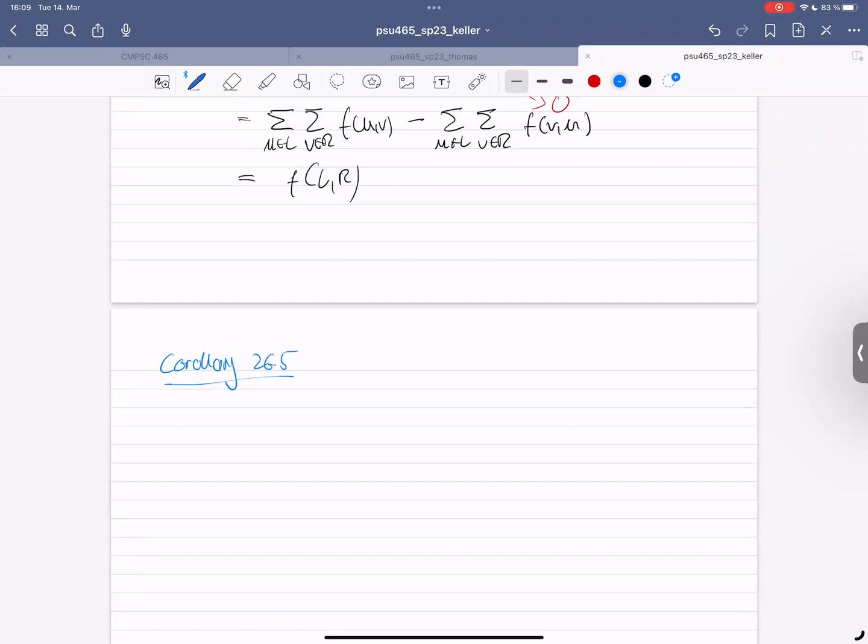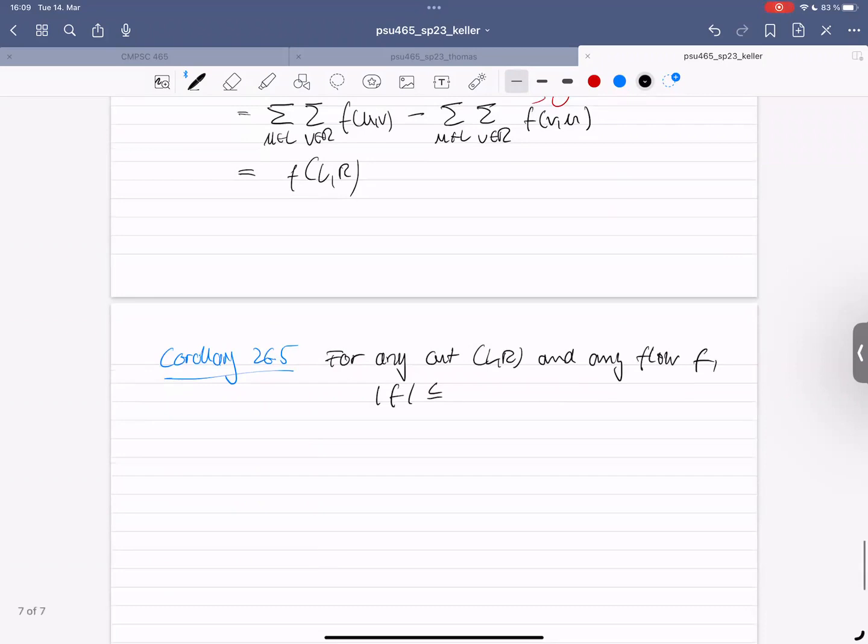which simply states that for any cut and any flow, the value of the flow is upper bounded by the capacity of the cut. And this is really what we wanted originally. For any cut L, R, and any flow F, the value of the flow is at most the capacity of that cut.